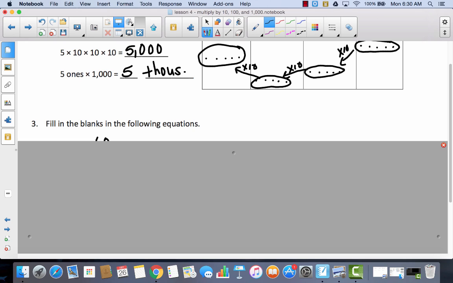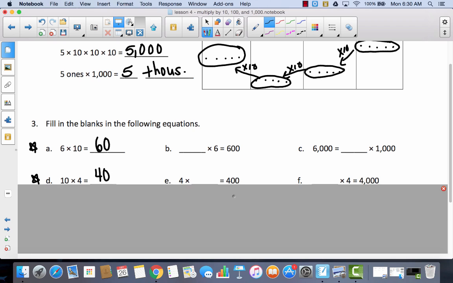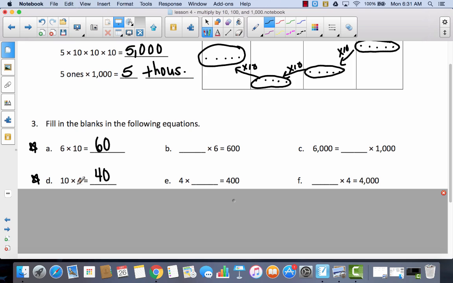Okay, so let's take a look at 6 times 10. So 6 times 10 means I have 6 ones and I multiply it by 10, so that's going to give me 6 tens, or 60. Same thing for 10 times 4. That means I have 4 times 10, so I'm going to take those 4 ones and drag them to the tens place, and that gives me 4 tens, or 40.